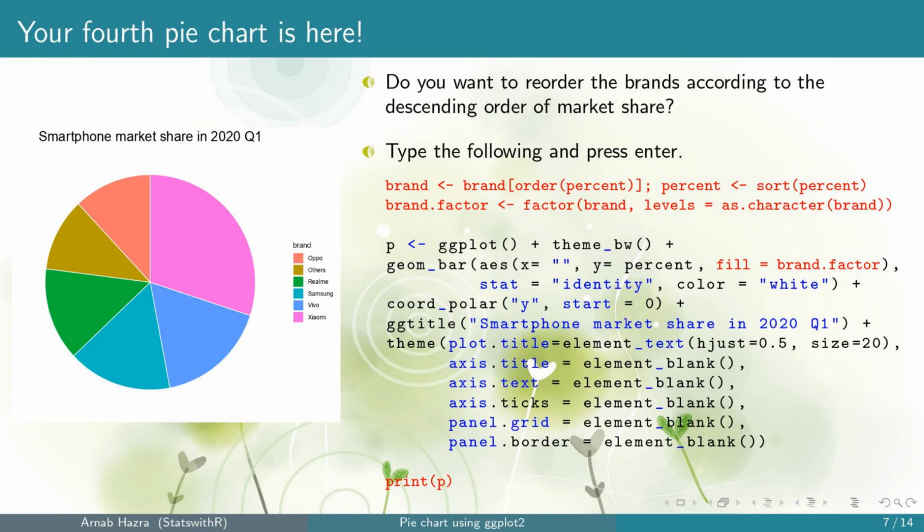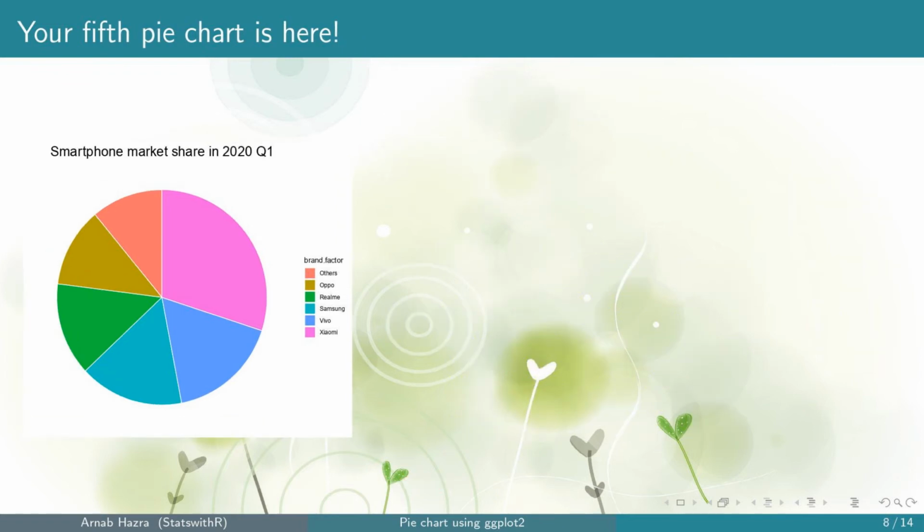We will add the subsequent layers on the top of P. Alternatively, you can just keep on adding. Here we just do it for convenience. Now press enter. Okay, you get your fifth pie chart. You can see that the pie chart is ordered in the ascending order of market share in the anti-clockwise direction, and so in the descending order of market share in the clockwise direction.